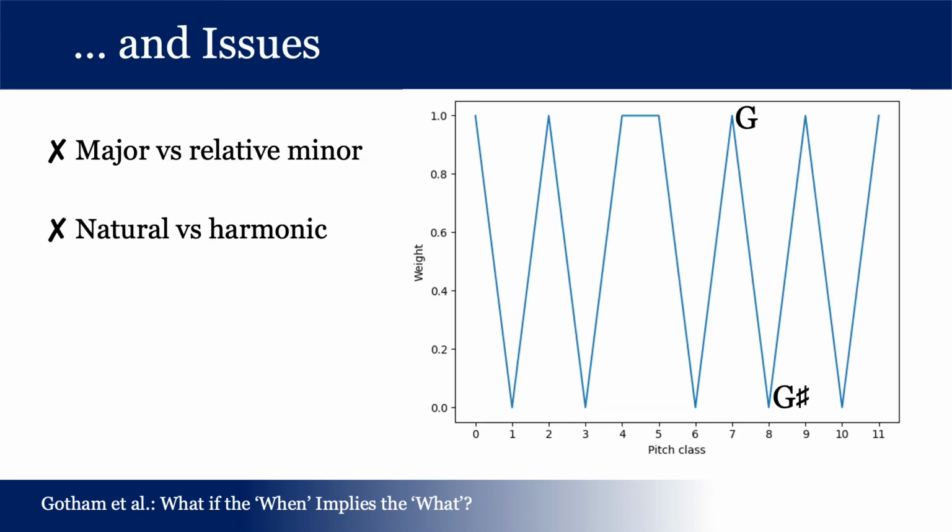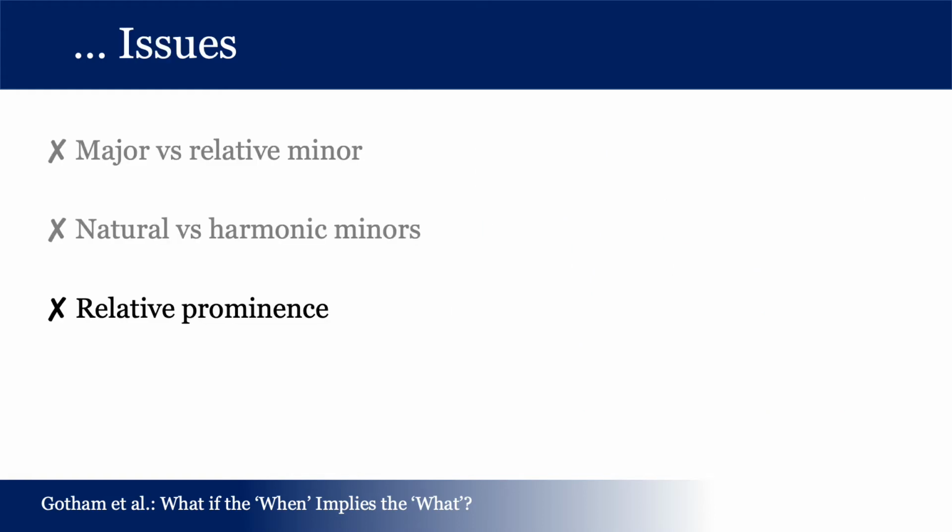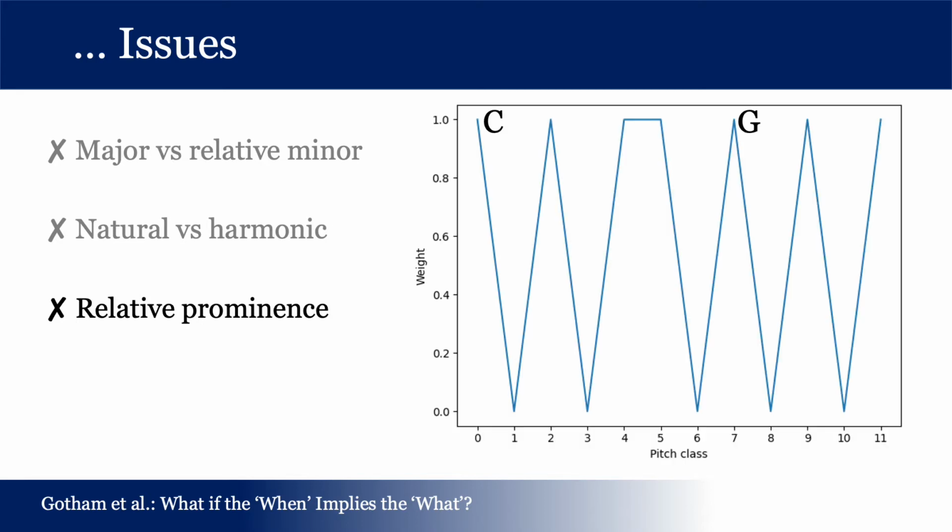For instance, it doesn't do well in handling the various forms of minor key. It also makes no distinction between the relative prominence of different scale degrees. For instance, we may wish to afford special importance to the tonic and dominant scale degrees.